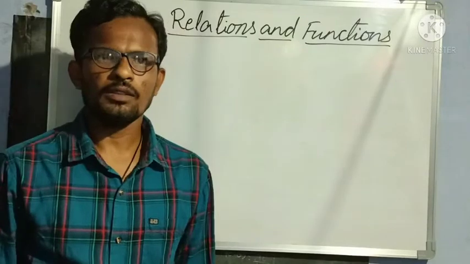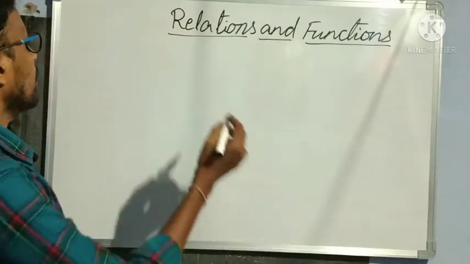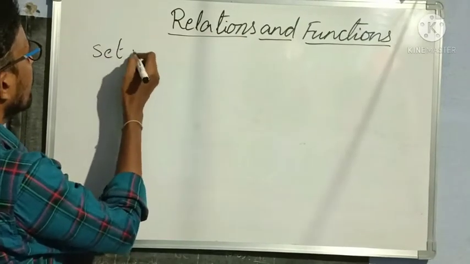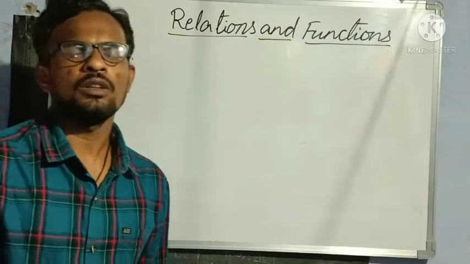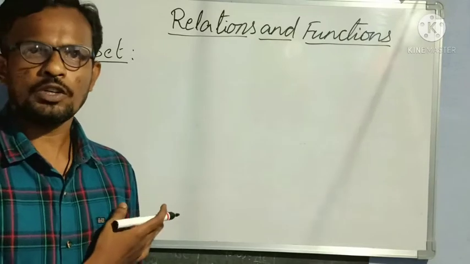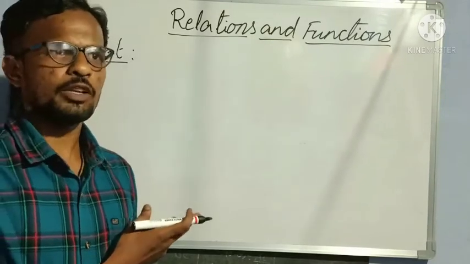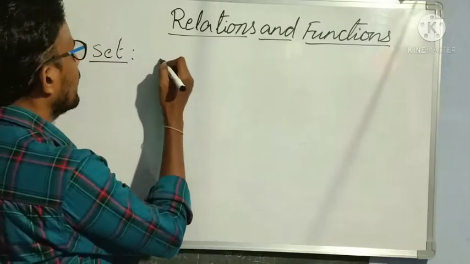So before going to relations and functions, let us see the basic concept for understanding the relation, which is a set. Already I have explained about sets also in my previous videos. So if anyone has any doubt after listening to this class, also go through those videos, then you can understand about set very clearly. Now I am giving just a brief explanation about a set. So a set is a well defined collection of objects.